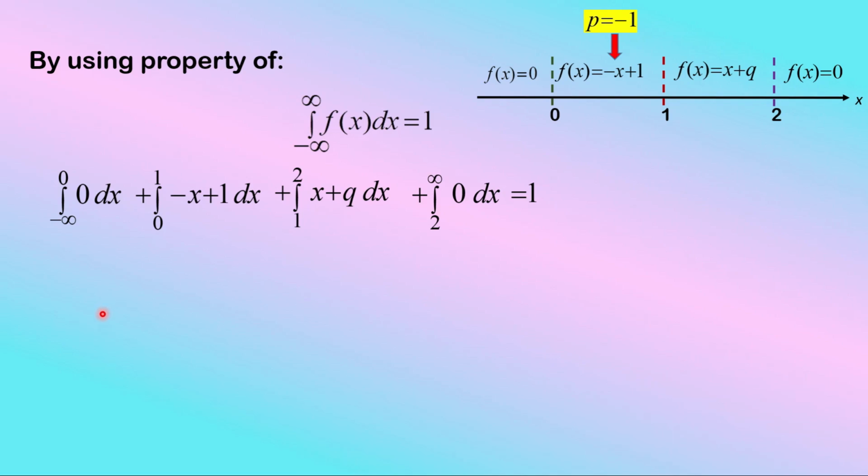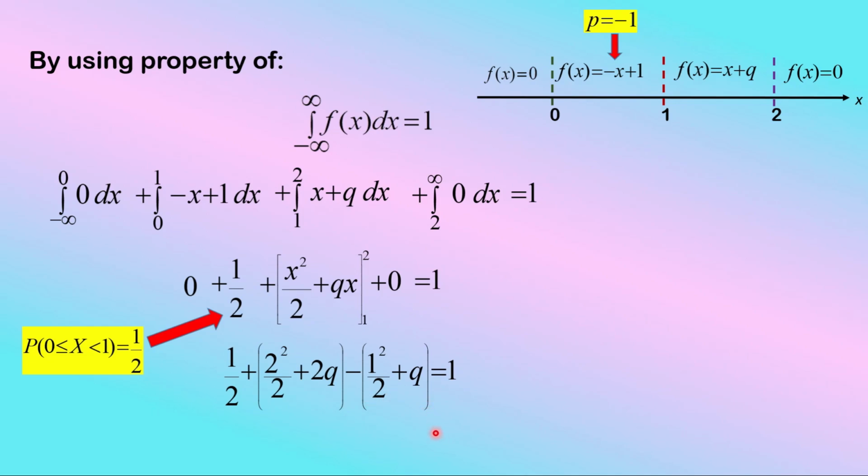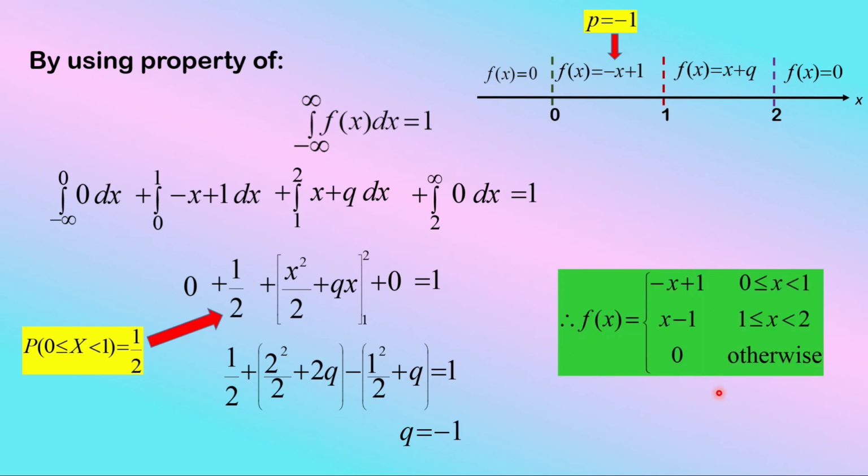After integrating, the result is 0 for the first interval, and then plus 1 over 2 for the second interval. 1 over 2 we get from the information of the probability of x from 0 to 1, not including 1. Then for the third interval, we get this form plus 0 and equals 1. Substitute and simplify to find q. So q is equal to negative 1. Rewrite the probability density function.